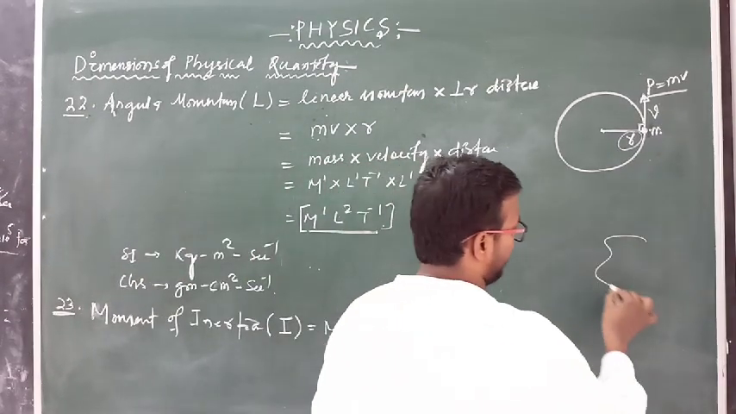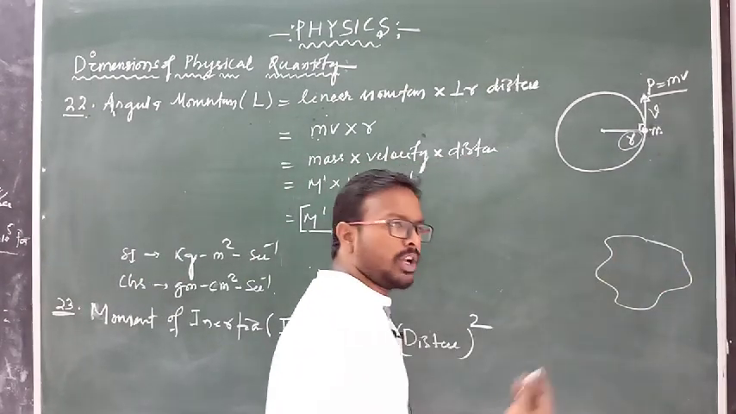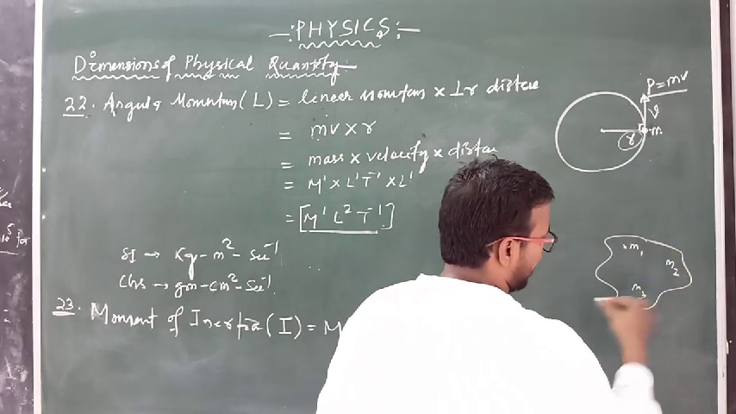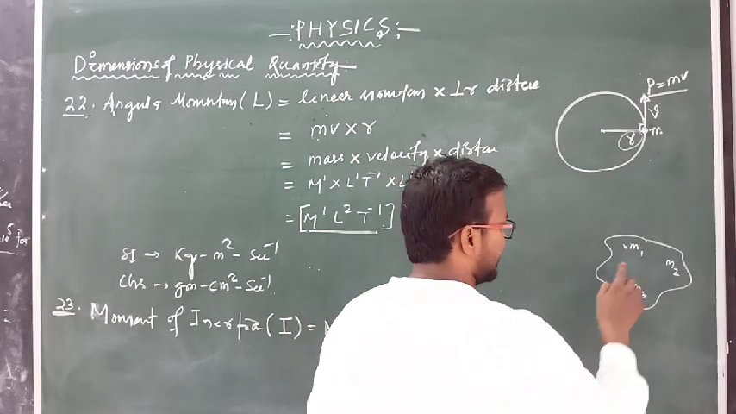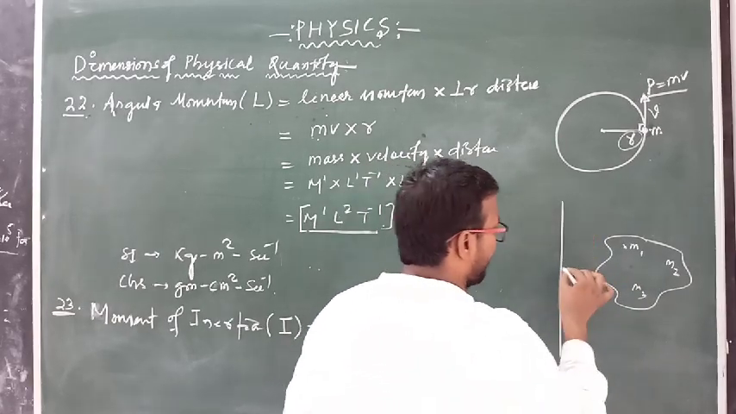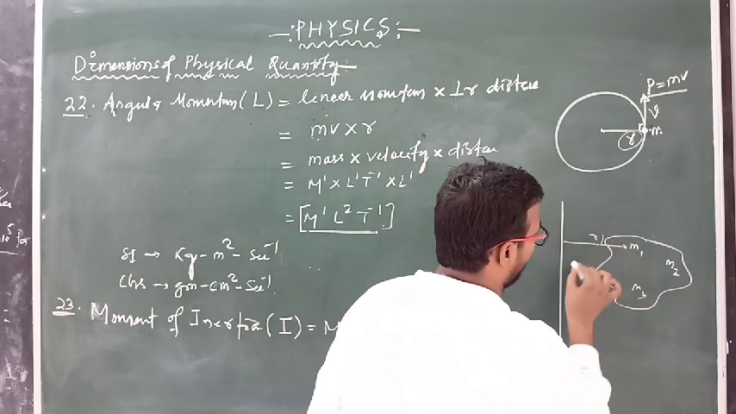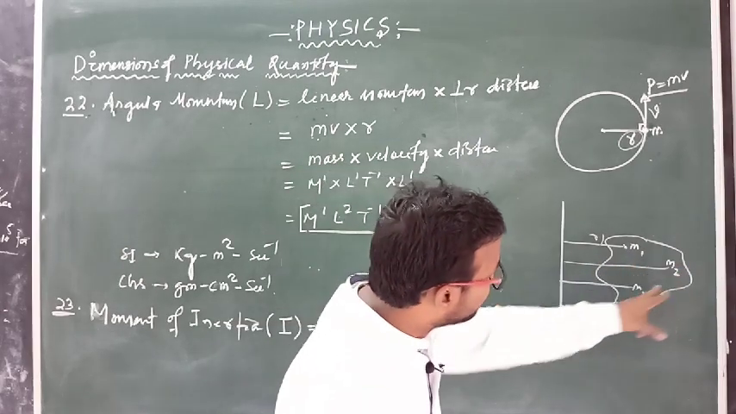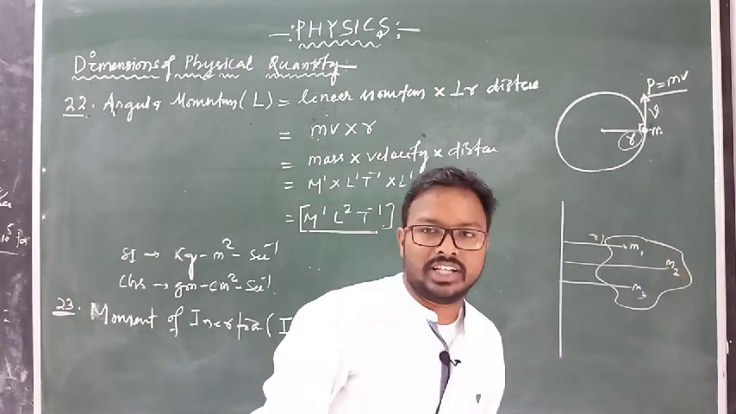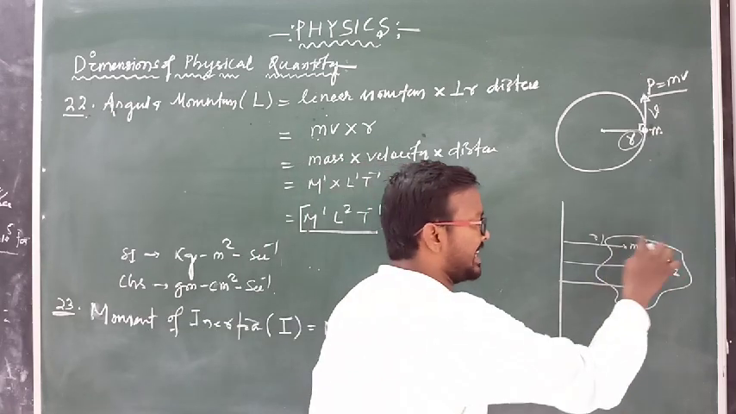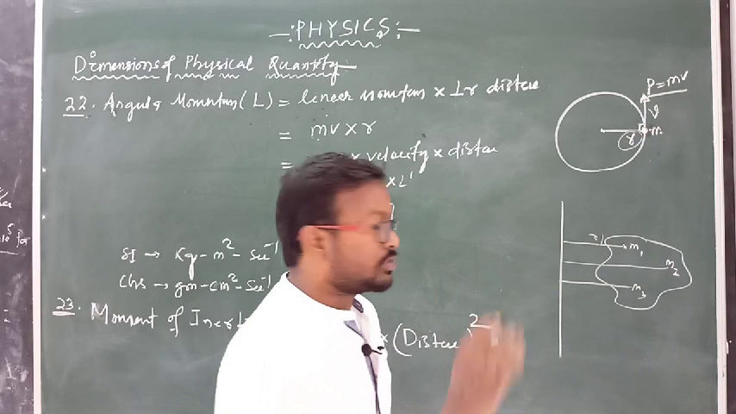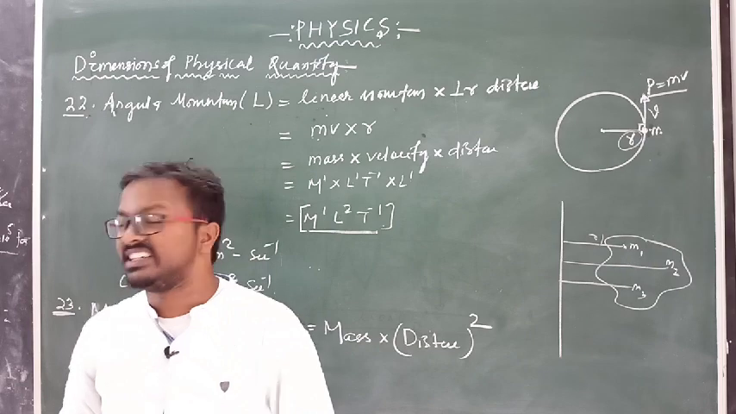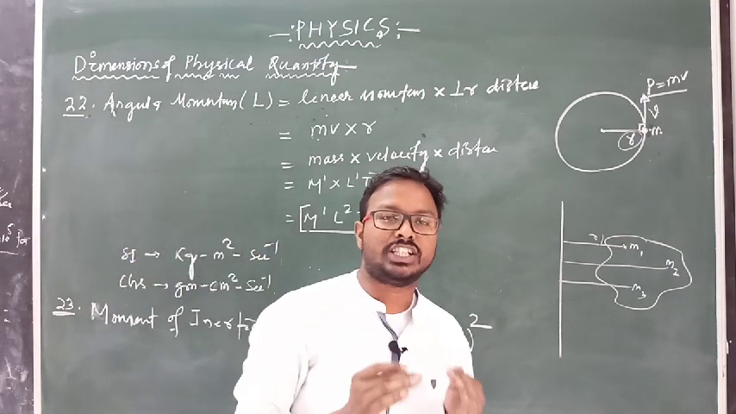Suppose there is a body and it consists of a number of particles. Suppose there is a particle of mass m1, a second particle m2, a third particle m3. Now this body rotates about an axis, suppose this distance is r1, this distance is r2 and this distance is r3. That means this body consists of 3 particles. We have to choose a point where the total mass of the system is to be concentrated, and that point is known as the center of mass.